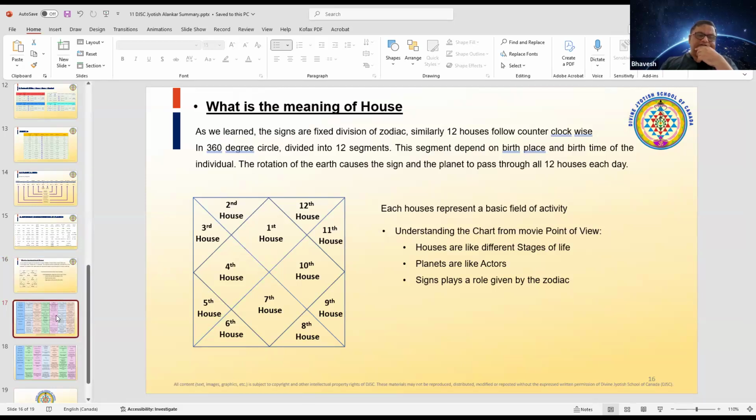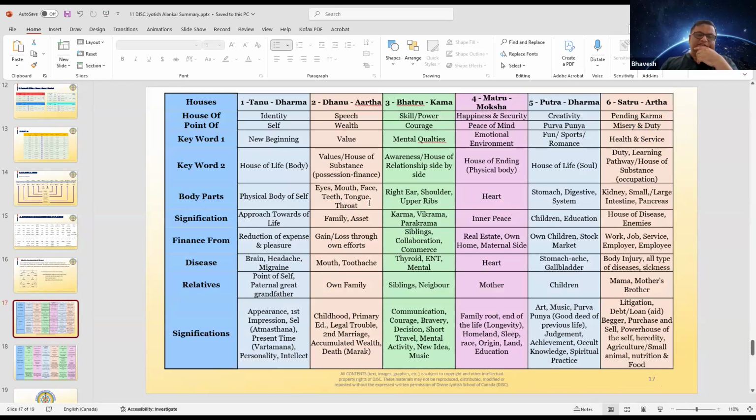And the next slide actually talks about this, and this is prepared by Manjot. By the way, Manjot, I took this from the study material you shared with us. And it's very good information you captured together. These are each house's characteristics and what they signify for your life.